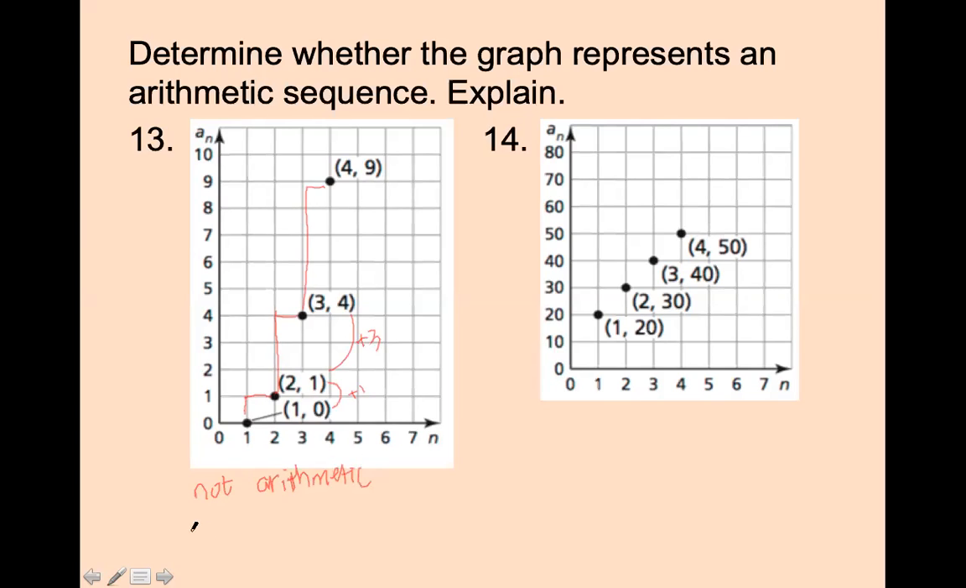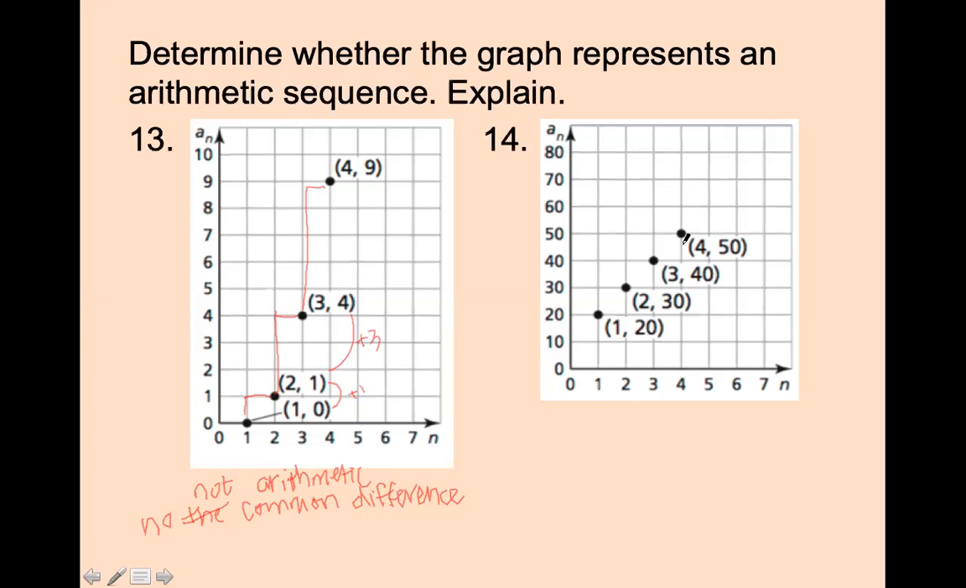And our reason is the common difference isn't the same. Or you could say there is no common difference. I think I'll word it that way. That makes more sense.